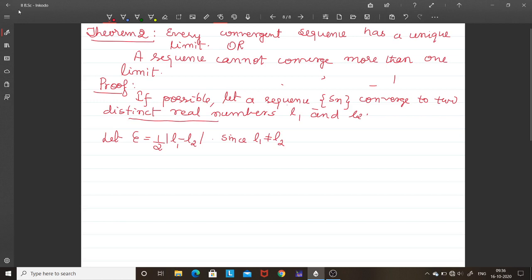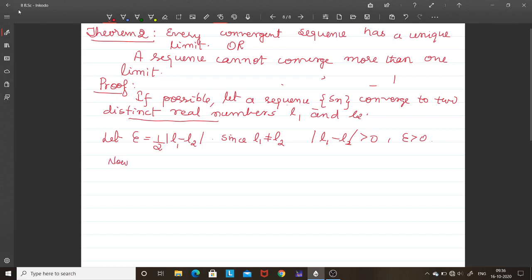So if I take the difference L1 minus L2, it should not be 0. The modulus of this distance is greater than 0. L1 minus L2 may be a negative real number, but assume that L1 is greater than L2, so that if we take the modulus, we get a value greater than 0. Okay, now so that epsilon is greater than 0, right?